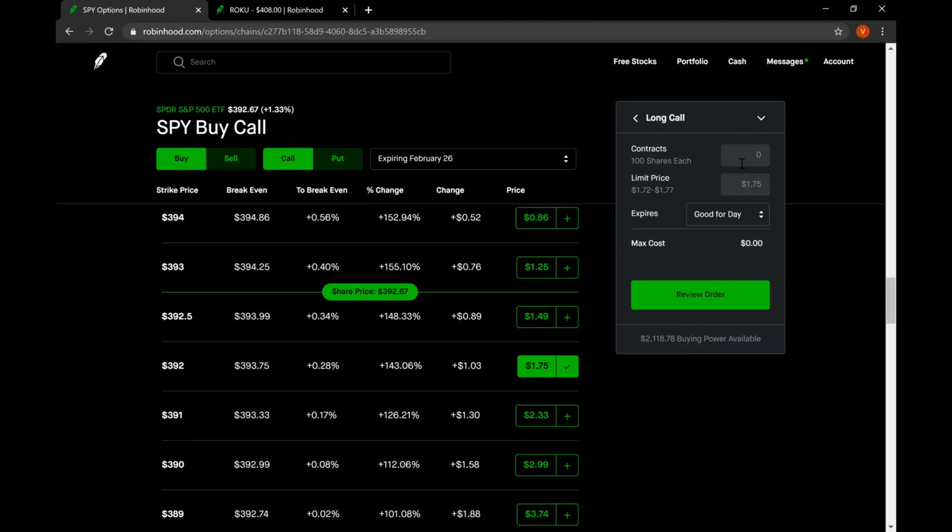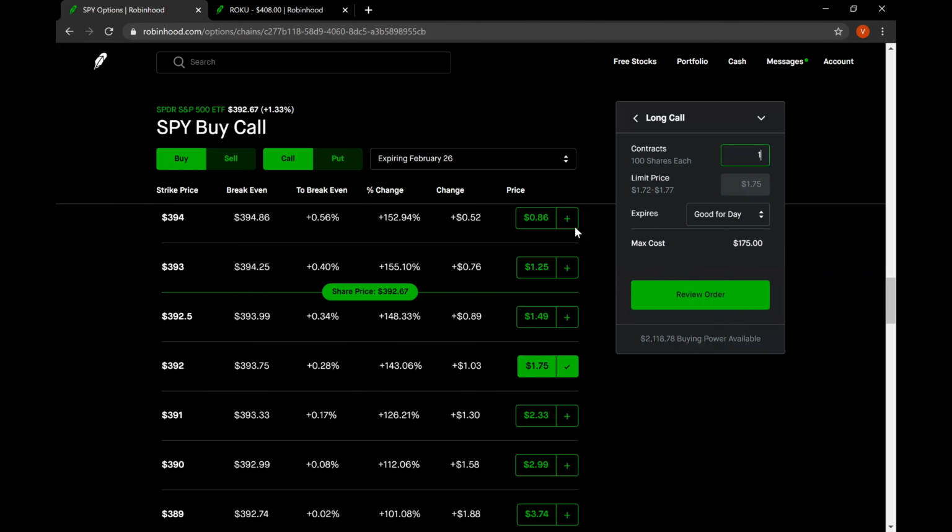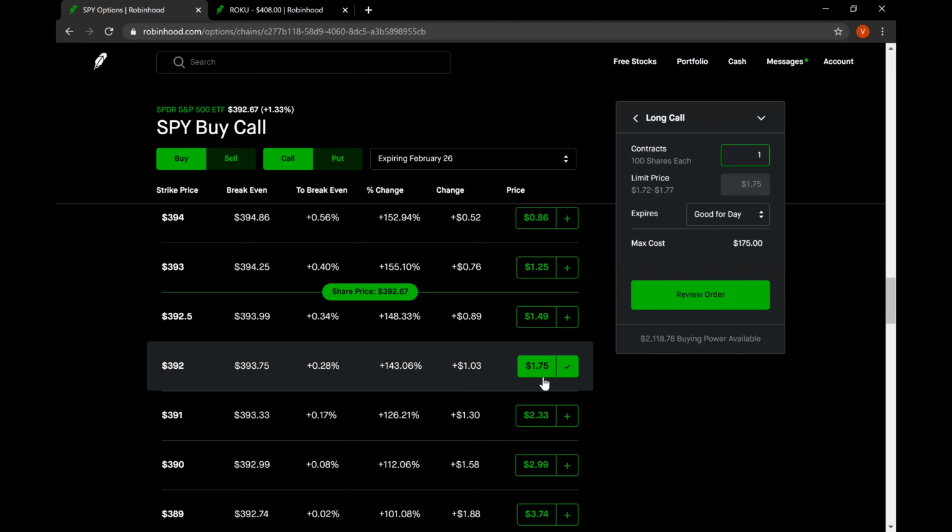You continue, and then when you click on one contract, it's going to tell you the max cost is $175. You might be asking yourself, where did that $175 come from when it's only saying $1.75? Well, if you guys remember when I said an option contract is the right to buy 100 shares at a given strike price before the expiration date. So you have to multiply this number by 100. So $1.75 multiplied by 100 is $175, and that's what you pay to own one contract for the $392 call option for the expiration date February the 26th.